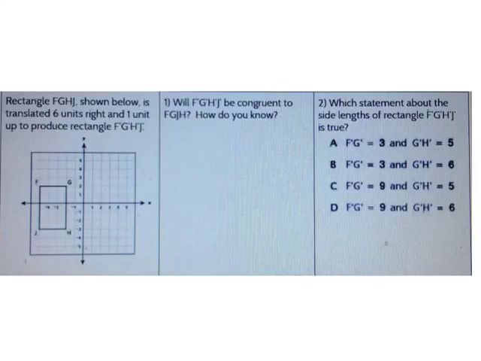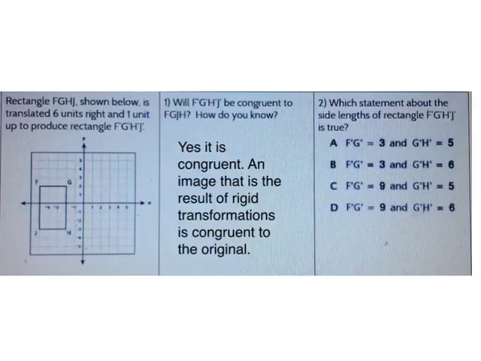Rectangle FGHJ, shown below, is translated 6 units right and 1 unit up to produce rectangle F'G'H'J'. Will F'G'H'J' be congruent to FGHJ? How do you know? Yes, it is congruent. Remember that any image that is the result of rigid transformations, reflections, rotations, or translations is congruent to the original shape.